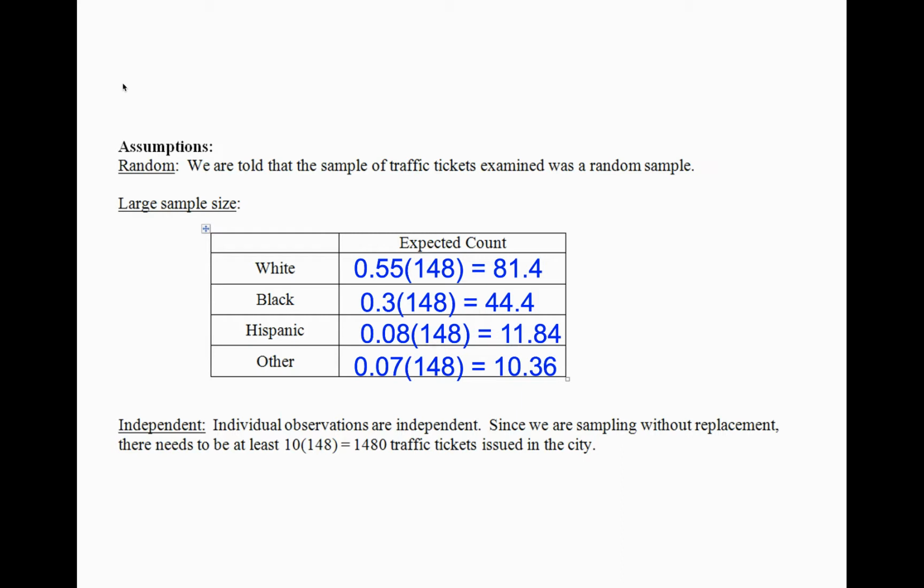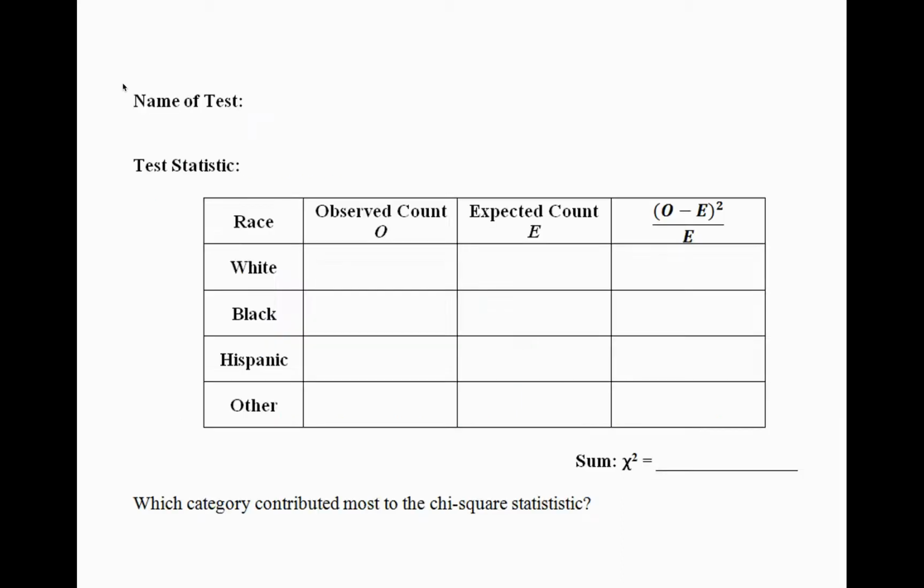Now, for the independence condition to be met, we would have to assume that there are at least 1,480 traffic tickets issued in the city. And it says that it's a large city, so that's probably a safe assumption to make. So we would assume that our observations are independent. Now, the name of the test, again, is the chi-squared test for goodness of fit. And we're going to calculate our test statistic.